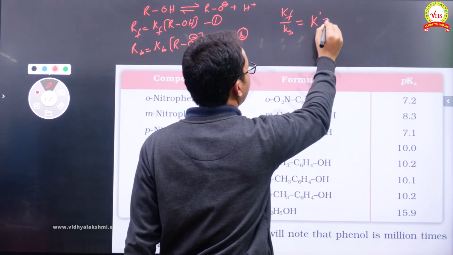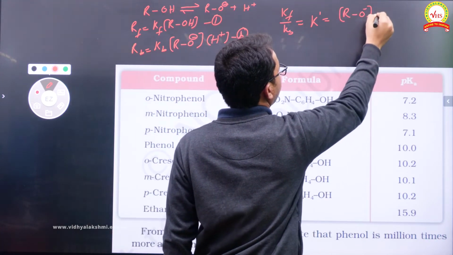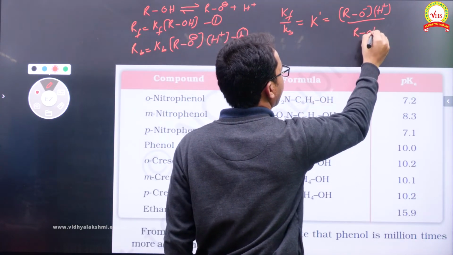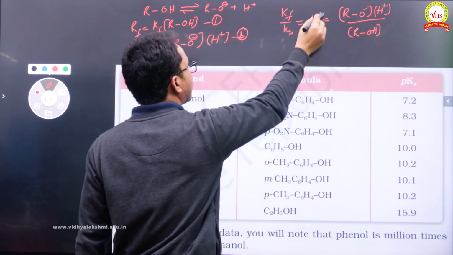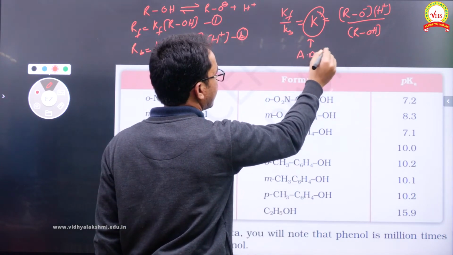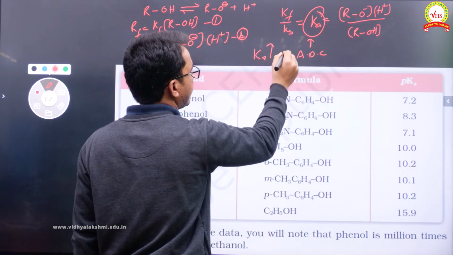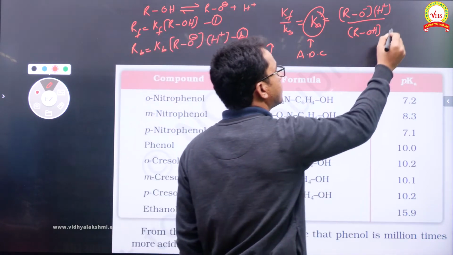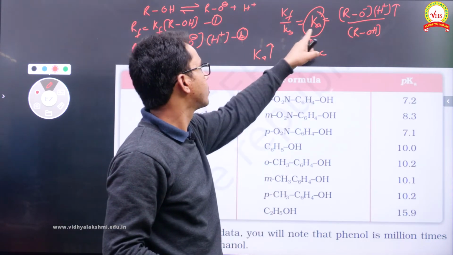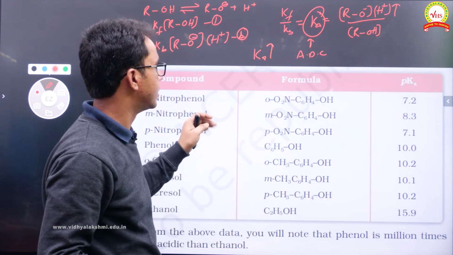From this constant we will get another particular expression: RO minus and H plus divided by ROH, the alcohol. Now, since it is an acid, this particular equilibrium constant is known as the acid dissociation constant, Ka, because it is for an acid. If the Ka value increases, acidic nature also increases, because as H plus concentration increases, it becomes more acidic in nature. Similarly, as the Ka value increases, acidic nature also increases. This is the basic information about acids and their dissociation.